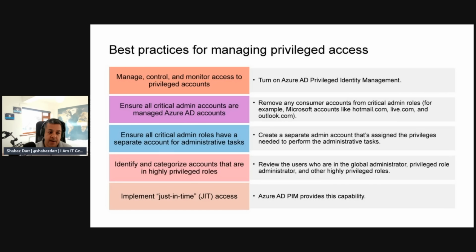So let's now talk about best practices when it comes to managing privileged access and privileged access roles. Best practice is essentially to manage, control, and monitor access to privileged accounts. You can turn on Entra ID Privileged Identity Management, or PIM, and after you turn PIM on, you can receive notifications via email for privileged access role changes. These notifications provide an early warning when other users are added to highly privileged roles within your Entra directory.